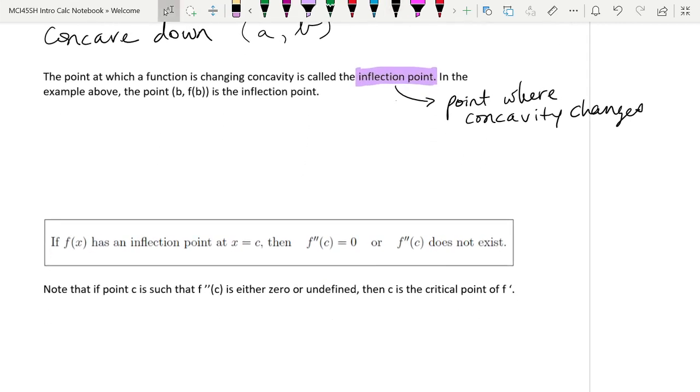Okay, and the rule for an inflection point is a function has an inflection point at some C if f double prime of C is 0.